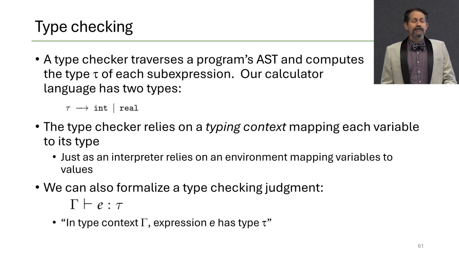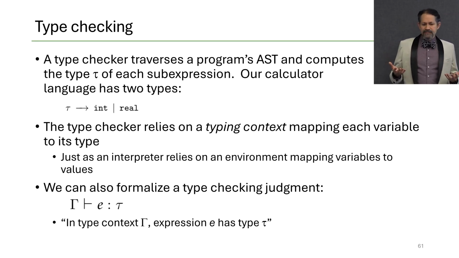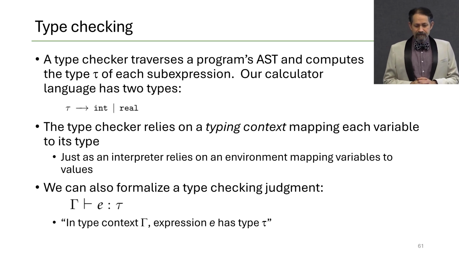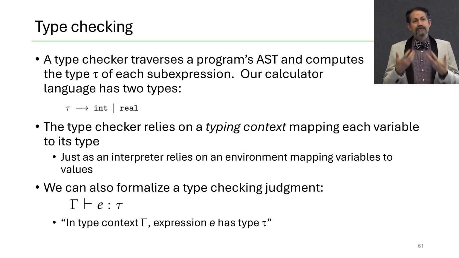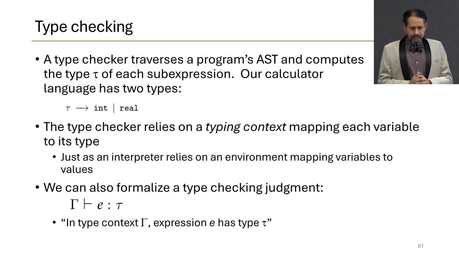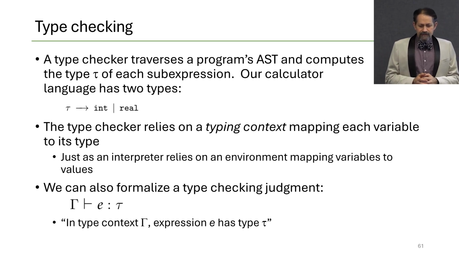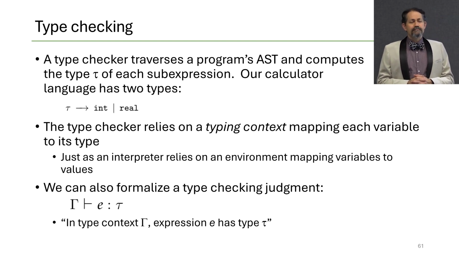So how does type checking work? Well, a type checker traverses the program's abstract syntax tree and computes the type of each subexpression. We'll use tau, the Greek letter, to denote types in the formalism that we present today. Our calculator language has two types, so tau can either be an int or a real number. The type checker relies on a typing context that maps every variable to its type. That's similar to the environment in an interpreter that maps variables to values, except when we're type checking, we don't know the values yet, and so we just keep track of the types of the various variables.